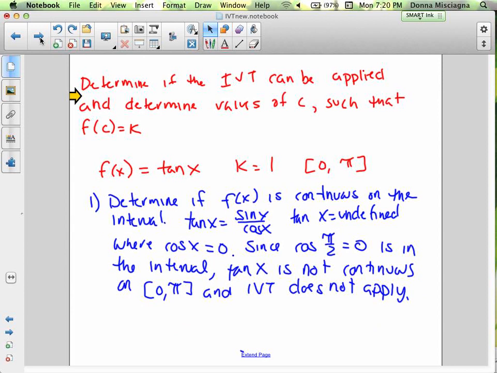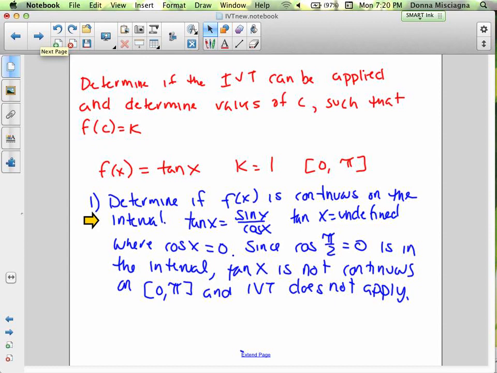Next one, determine if the intermediate value theorem can be applied and determine values of c such that f of c equals k. Our function is now tangent x. K is 1, our interval is 0 to pi. Remember that tangent can also be written as sine x divided by cosine x. So we need to determine if f of x is continuous on the interval.